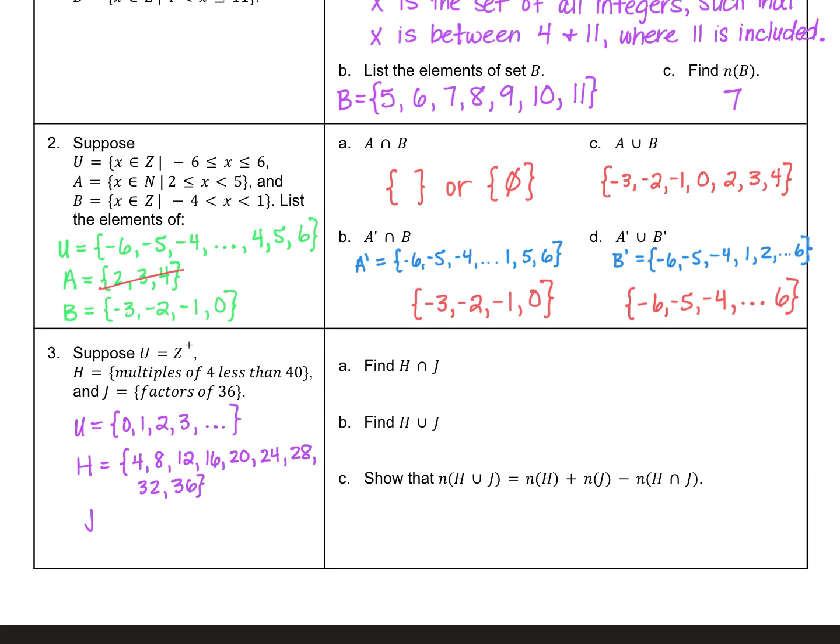It says J is the factors of 36. So your factors of 36 are 1, 2, 3, 4, 6. We're going to have 36 divided by 4 is 9. And then we have 36 divided by 3 is 12. And then we have 18. And then we have 36.